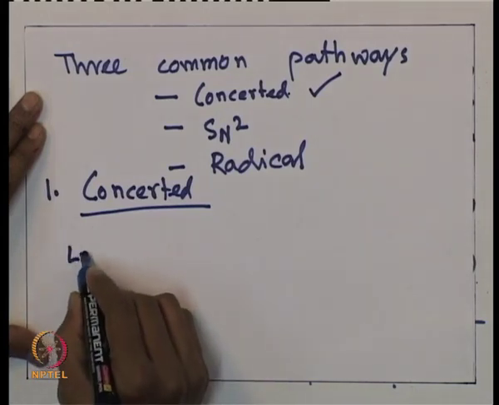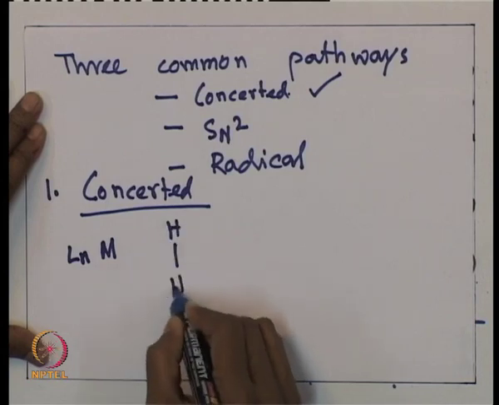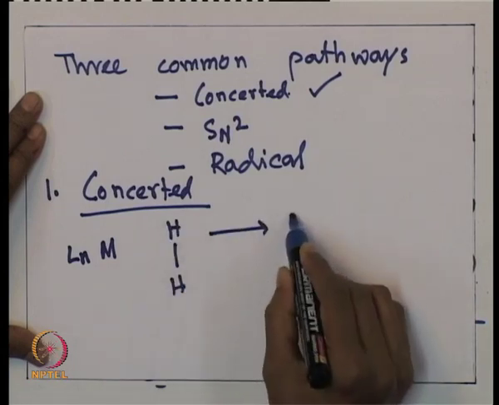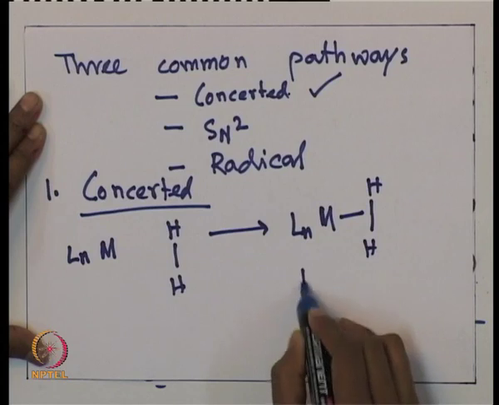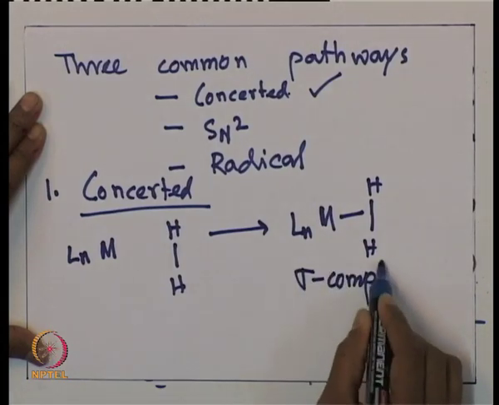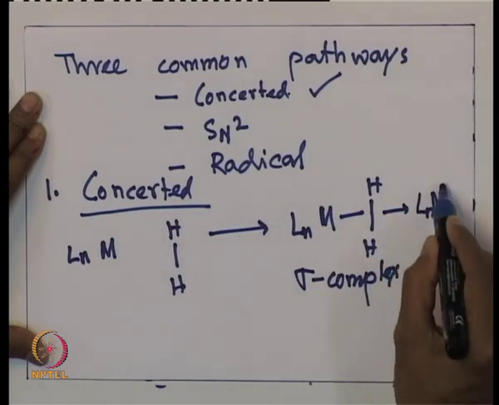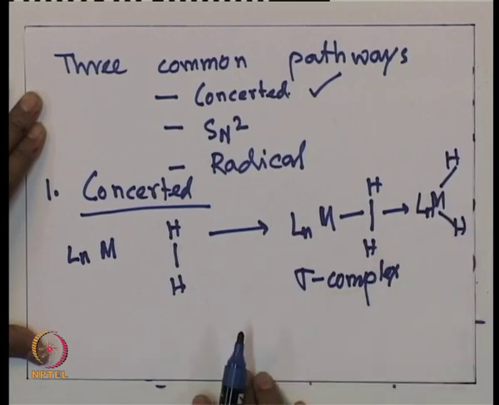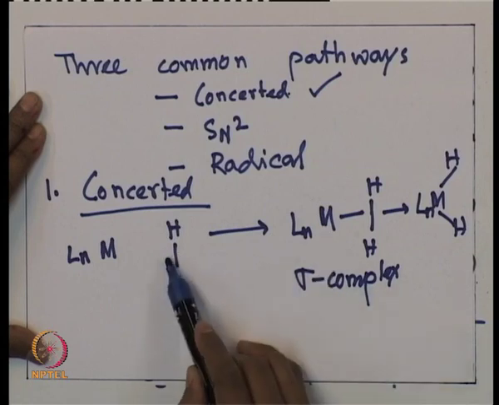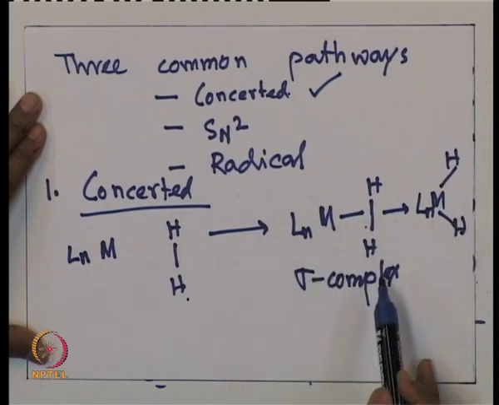Once again, take a generic example, LnM reacting with hydrogen to give you first an LnM sigma complex with hydrogen. Finally, it will give rise to LnM(H)(H). So, oxidative addition into hydrogen is happening. You see the bond between the 2 hydrogen atoms is broken in the final complex. The intermediate will be a sigma complex.